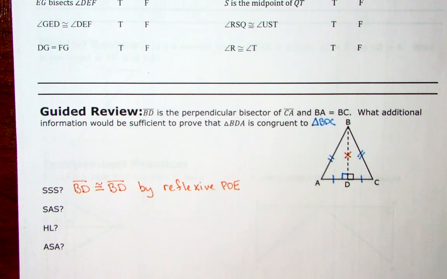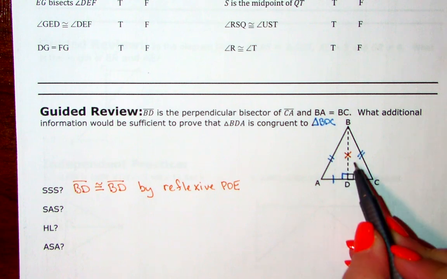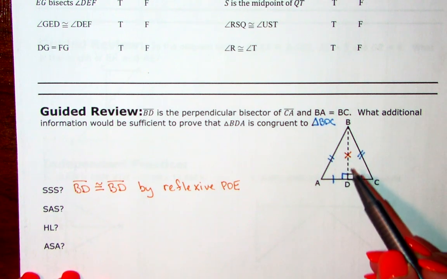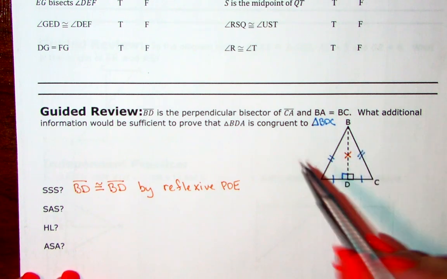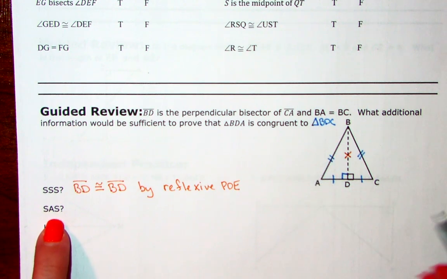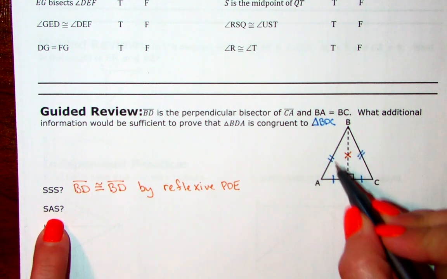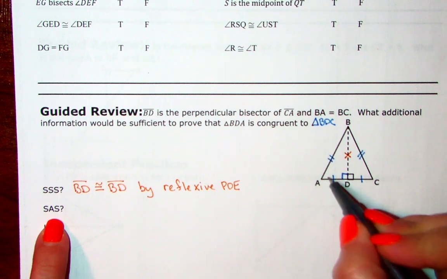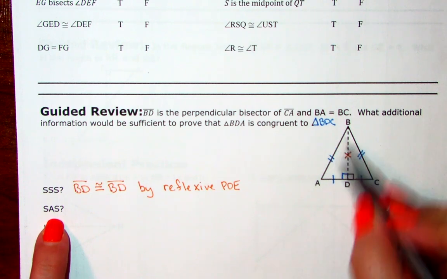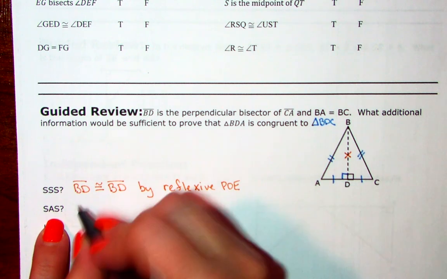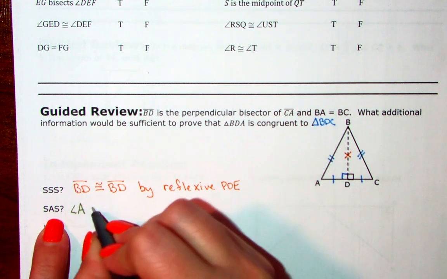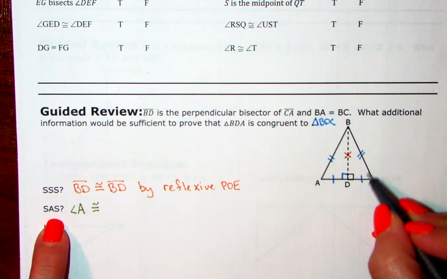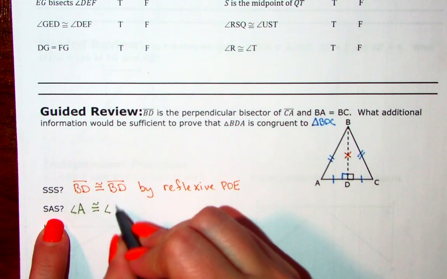Okay? If I want side, angle, side, given just the blue information that I put on here, not the orange that I just put on there. If I want just given the blue and I want side, angle, side, okay, I have two sides. I would need the angle in between them. So if I want side, angle, side, I could say that angle A needs to be congruent to angle C.